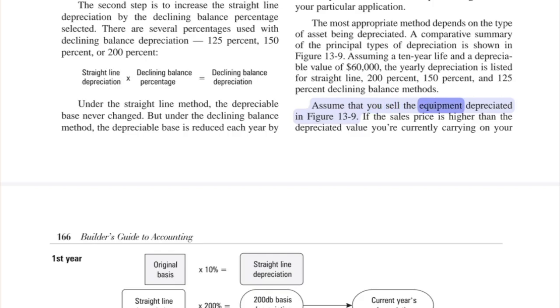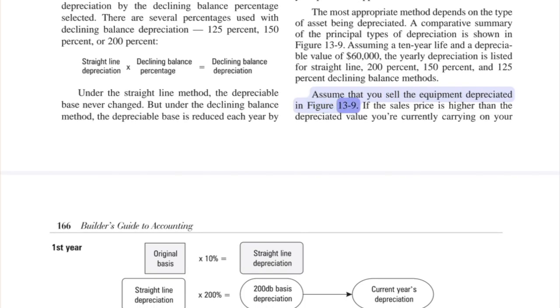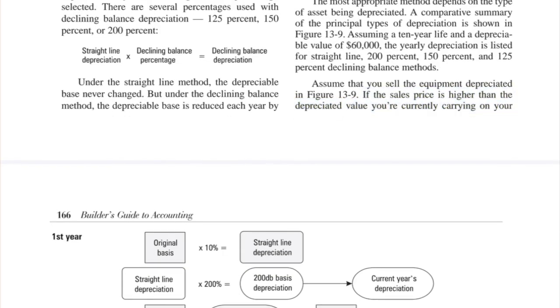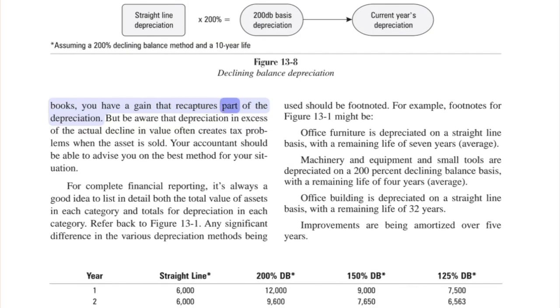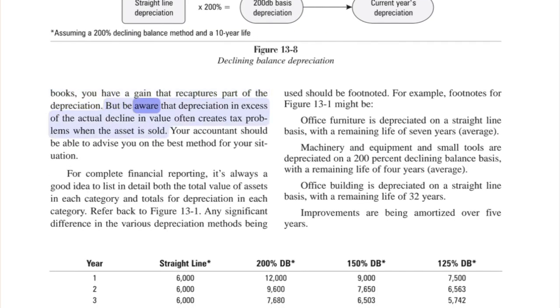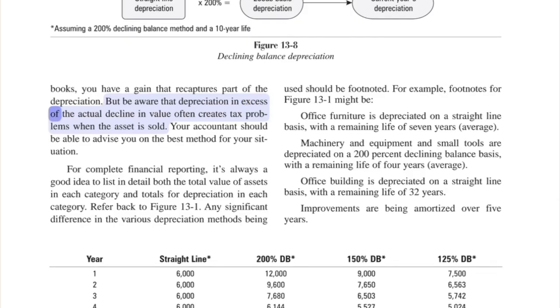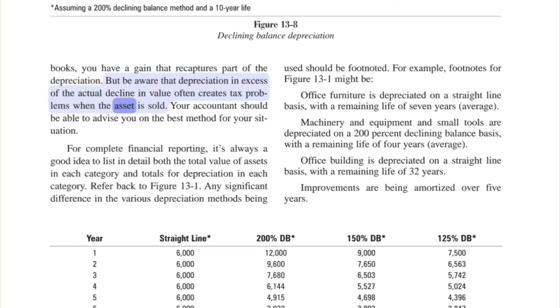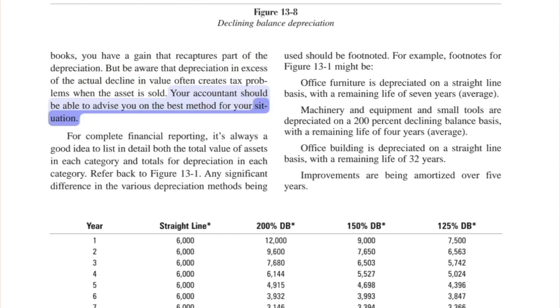Assume that you sell the equipment depreciated in Figure 13-9. If the sales price is higher than the depreciated value you're currently carrying on your books, you have a gain that recaptures part of the depreciation. But be aware that depreciation in excess of the actual decline in value often creates tax problems when the asset is sold. Your accountant should be able to advise you on the best method for your situation.